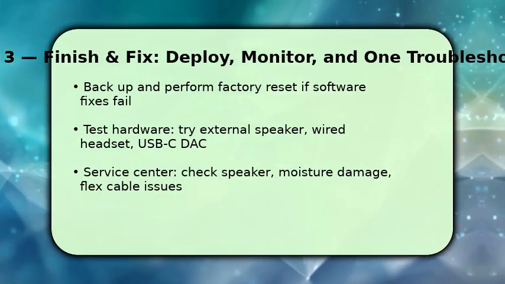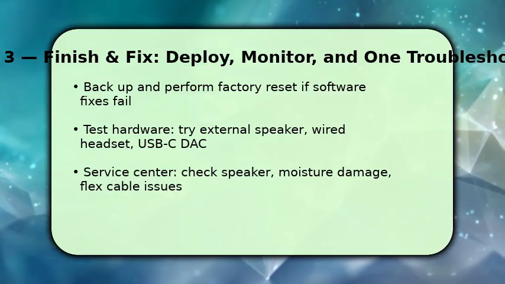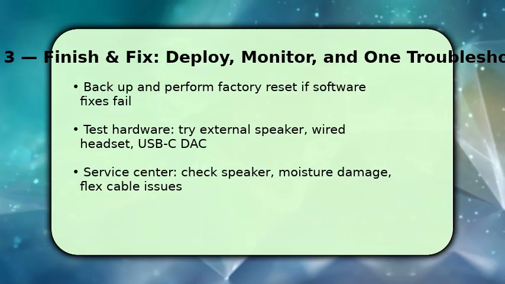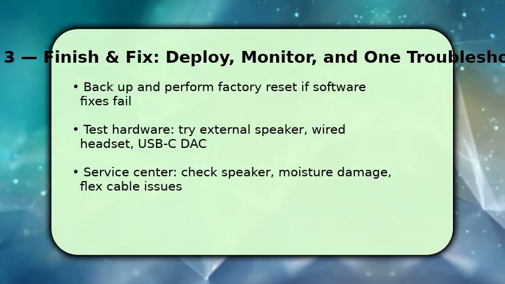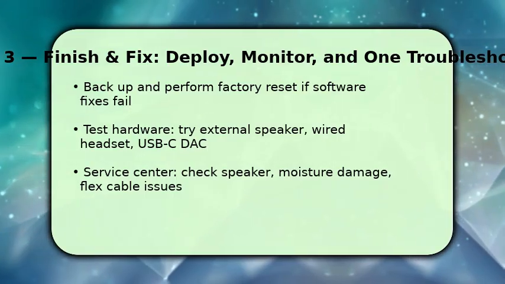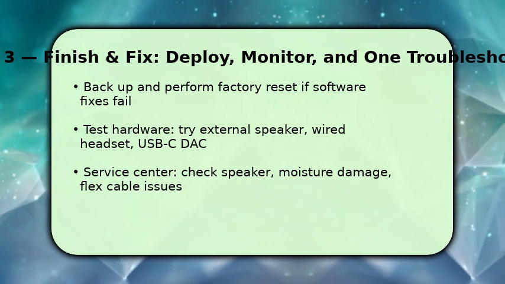To check hardware, try an external Bluetooth speaker, a wired headset, or a USB-C DAC. If those work, the internal speaker or jack is likely faulty. If sound still fails, visit a service center to inspect the speaker, moisture sensors, and flex cables. Quick tip: if intermittent, tighten connections and avoid DIY speakers.